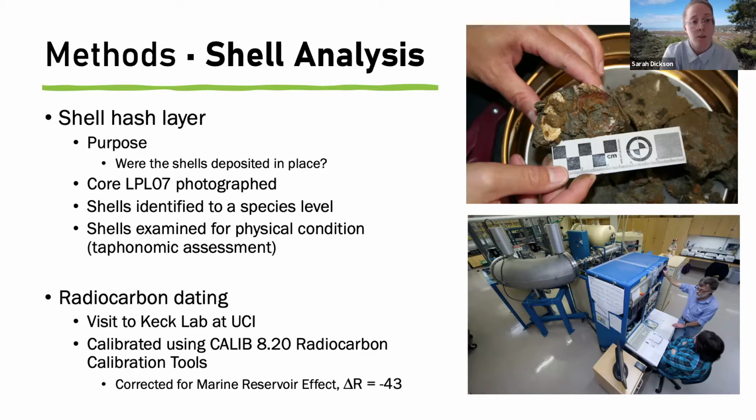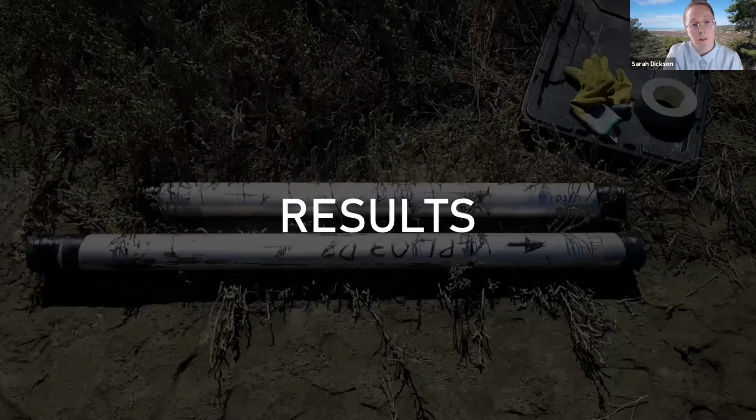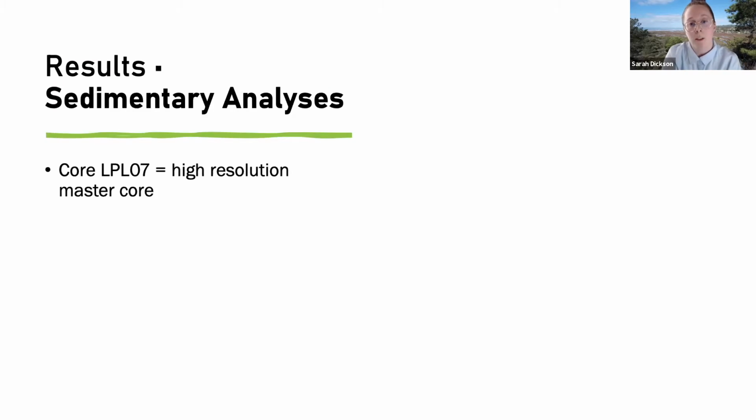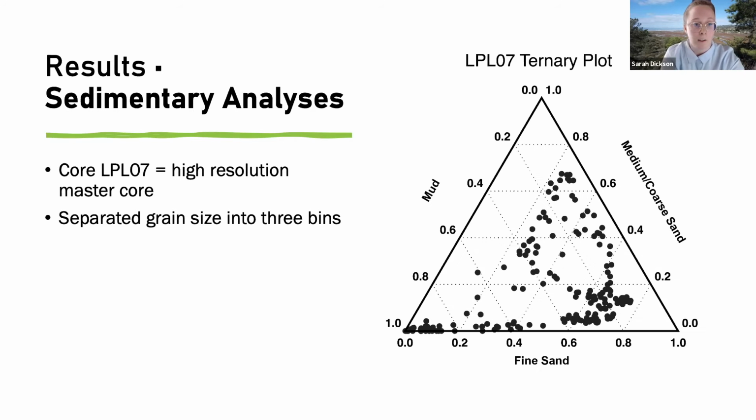All right, so now to get into the results. As a reminder, Core 7 is our high resolution master core, which basically means that we use it to define our stratigraphic units and then reference the other 2 cores against its data. The grain size results initially came in 10 size bins, which we consolidated down to 3 in order to plot the results on a ternary diagram.